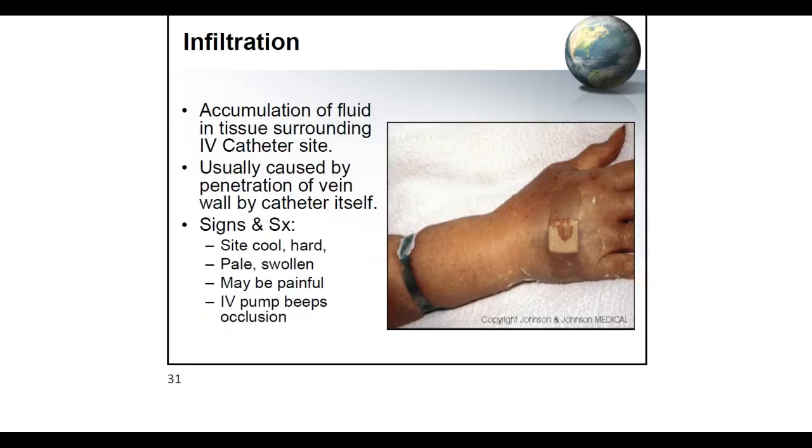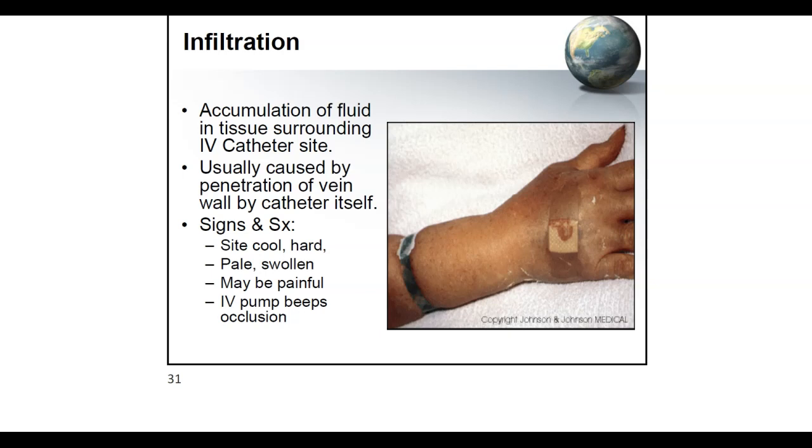So why is it important to assess the site? Well, one is because of the potential complications. So whenever you have an IV, everyone has really a potential to have an infiltration, right? So what is infiltration? Infiltration is the accumulation of fluid in the tissue surrounding the catheter site. So usually it's caused by the penetration. So the IV or the catheter penetrates the vein wall, and so it can cause an opening or a leak in that area.